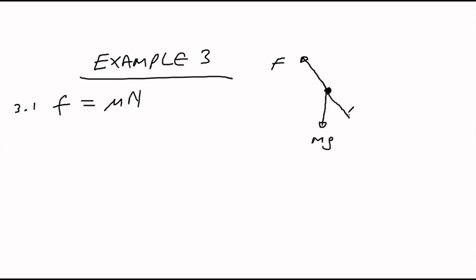We have a frictional force acting opposite. We have the normal force acting perpendicular to the plane. Then we have the component of gravity acting here, and this is the same as 25. This is mg cos 25.